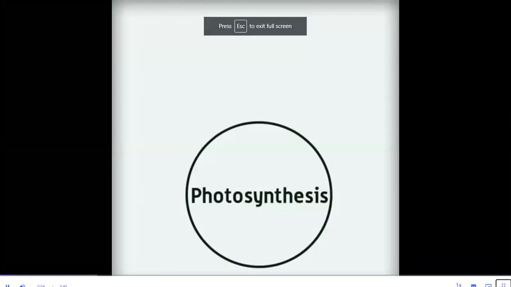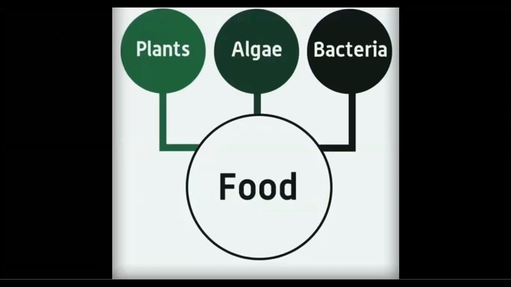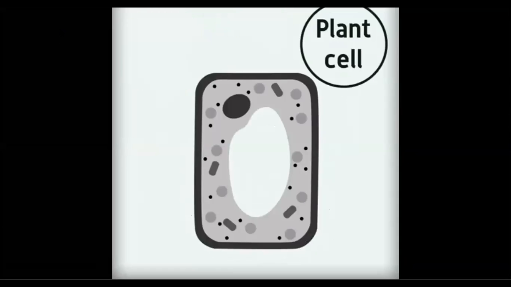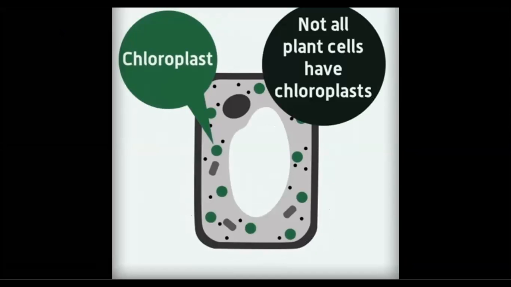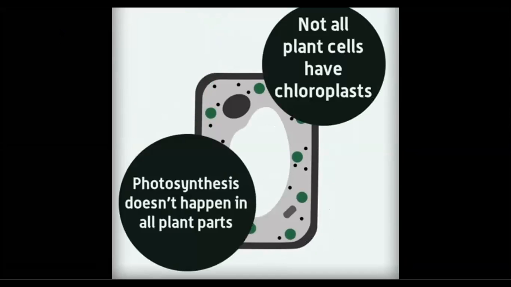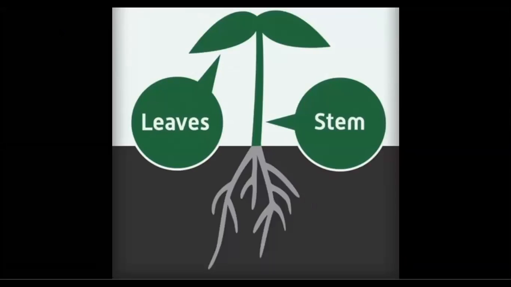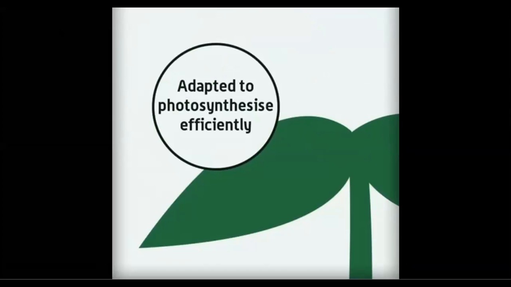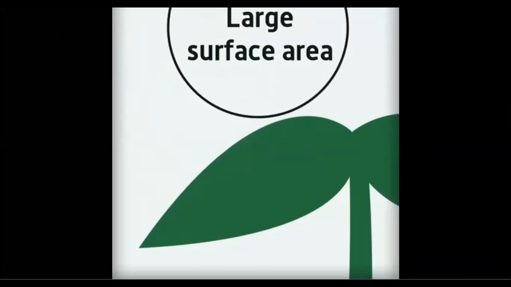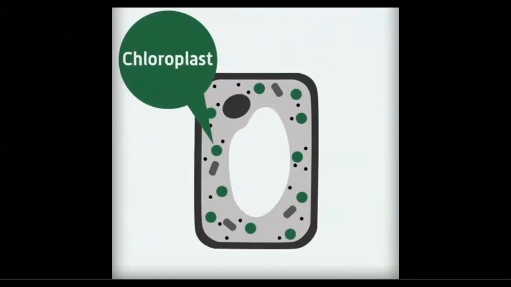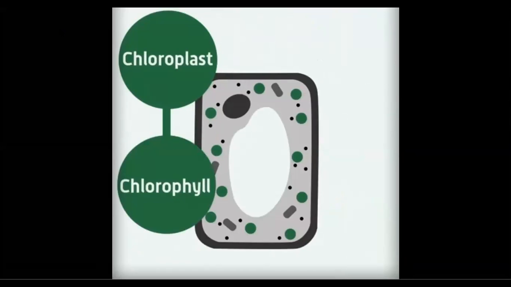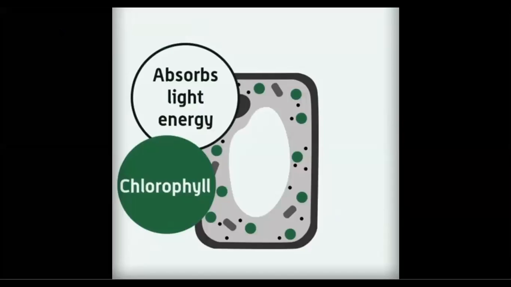Photosynthesis is the process by which plants, algae, and some bacteria produce food. Photosynthesis takes place in chloroplasts inside the cells of the plant. Not all plant cells have chloroplasts, so photosynthesis doesn't happen in all parts of the plant. It occurs mainly in the leaves and the stem, that is, in those parts of the plant that are green. Leaves are adapted to carry out photosynthesis efficiently. Their large surface area means they can absorb maximum amounts of sunlight. Chloroplasts contain a green pigment called chlorophyll, which absorbs light energy.